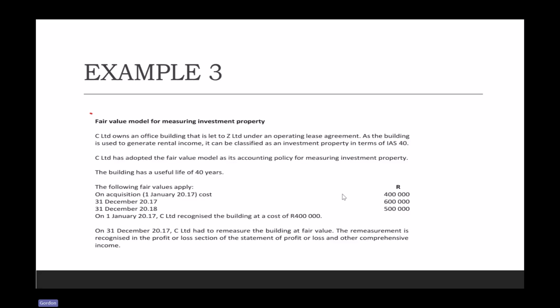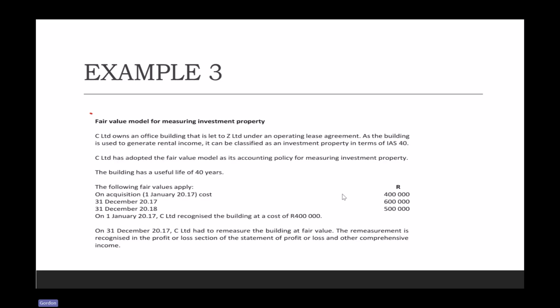Good. The following fair values apply. On acquisition date, which is on the 1st of January 2017, the cost was 400,000. On 31st December 2017, at the end of the year, the fair value was 600,000. On 31st December 2018, the fair value has come down from 600,000 to 500,000.